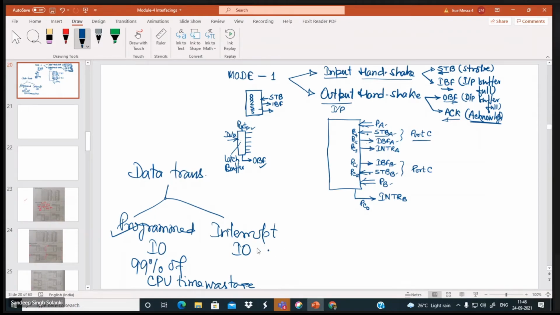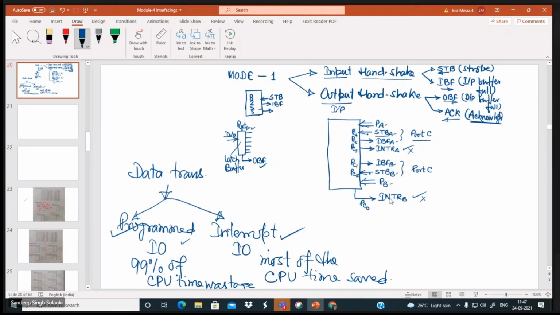Okay, and in this, most of the CPU time is saved. Now, what do you find? You find that if you go for interrupt I/O, then the interrupt will come into the picture. If you go for programmed I/O, then these interrupts will not come into the picture.